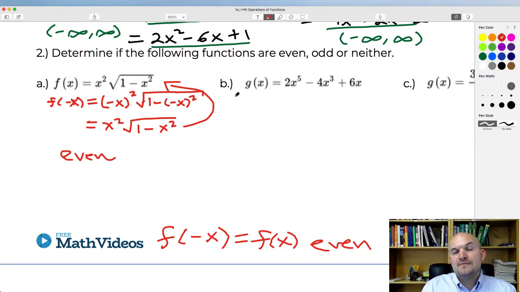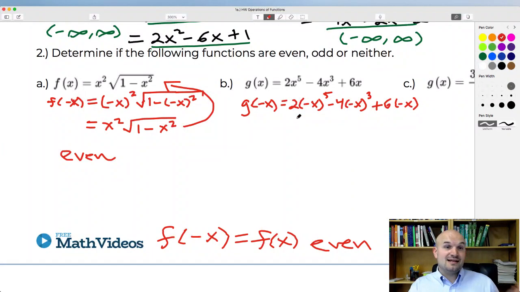All right. The next one. Let's plug in g of negative x. So when I do that, I get 2 times negative x to the 5th minus 4 times negative x cubed plus 6 times negative x.